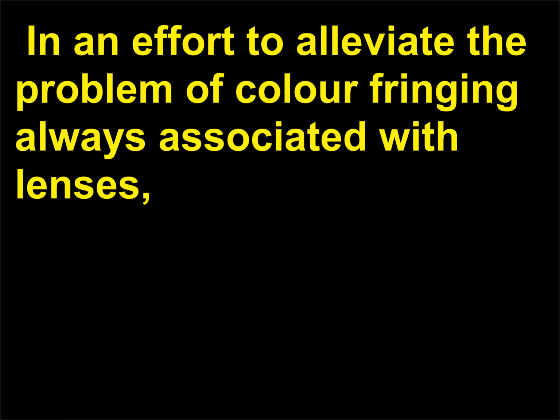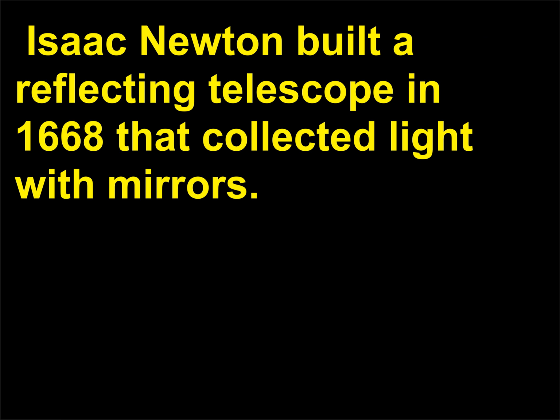In an effort to alleviate the problem of color fringing always associated with lenses, Isaac Newton built a reflecting telescope in 1668 that collected light with mirrors.